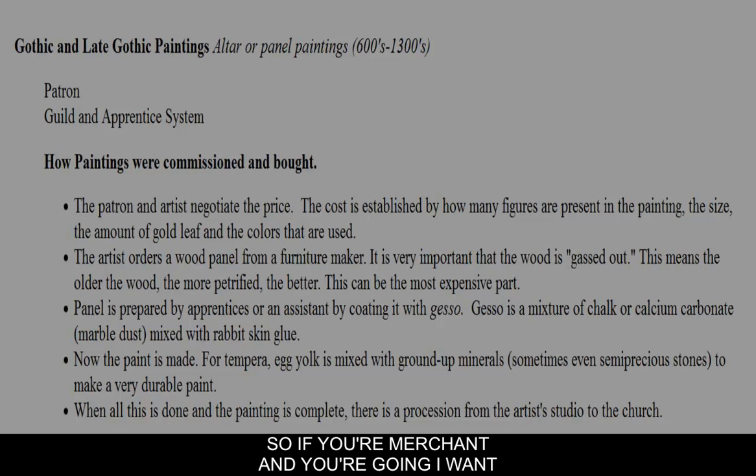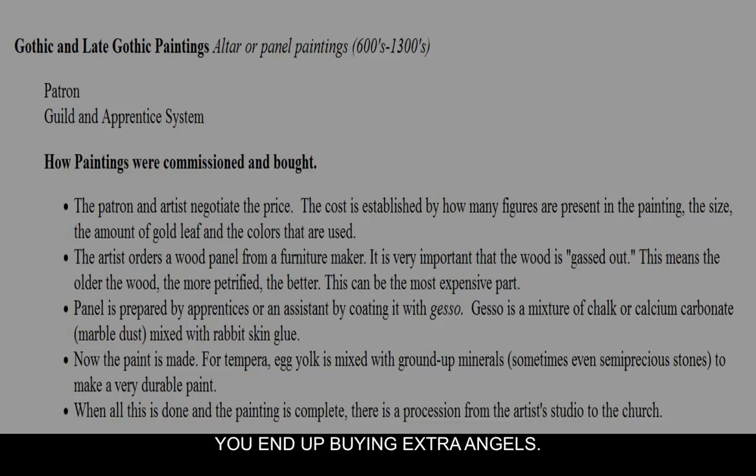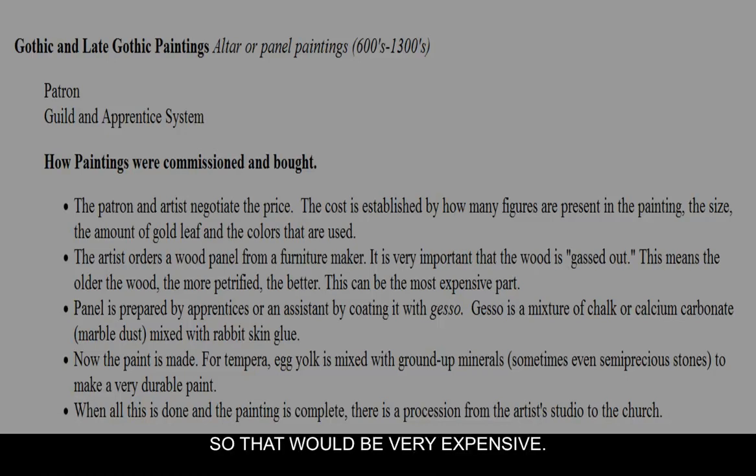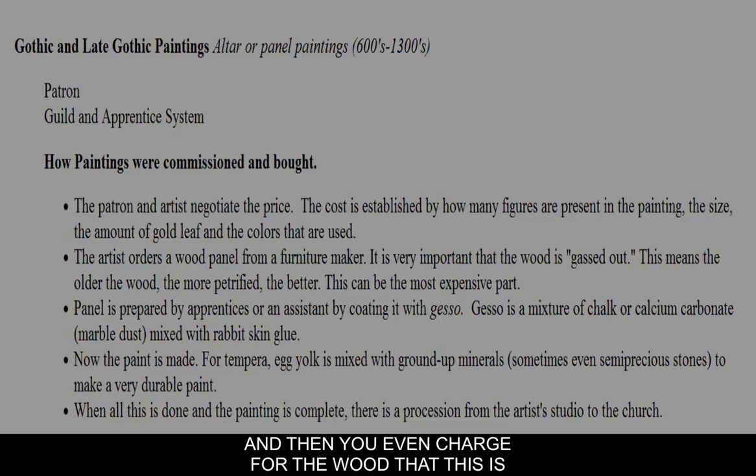So if you're a merchant and you're going, I want a virgin and child enthroned, and then Giotto comes in, and it's sort of like when they try to sell you extra things for a car, you end up buying extra angels. For instance, blue is made out of lapis lazuli, so that'd be very expensive. And then you even charge for the wood that this is being made on, because you need a piece of antique wood that actually no longer has moisture in it. And then you make this work of art on this thing, and there's a procession in which they bring it to the church. So you can see that the system for ordering this kind of artwork would be very complex, and a lot of it has to do with showing how important the merchant is who buys it.